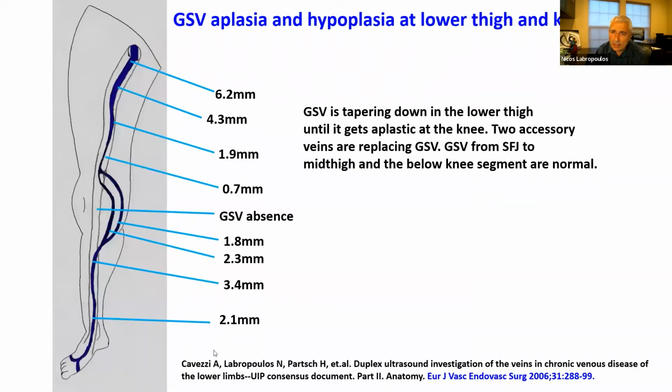And here is a drawing, a vein map from one of our patients, showing a patient with a hypoplasia and aplasia. You see the saphenous vein at the junction is normal, farther down is good, and then it's tapering down to be hypoplastic. You see the two accessory veins, and here is true aplasia in the knee area, which is fairly common.